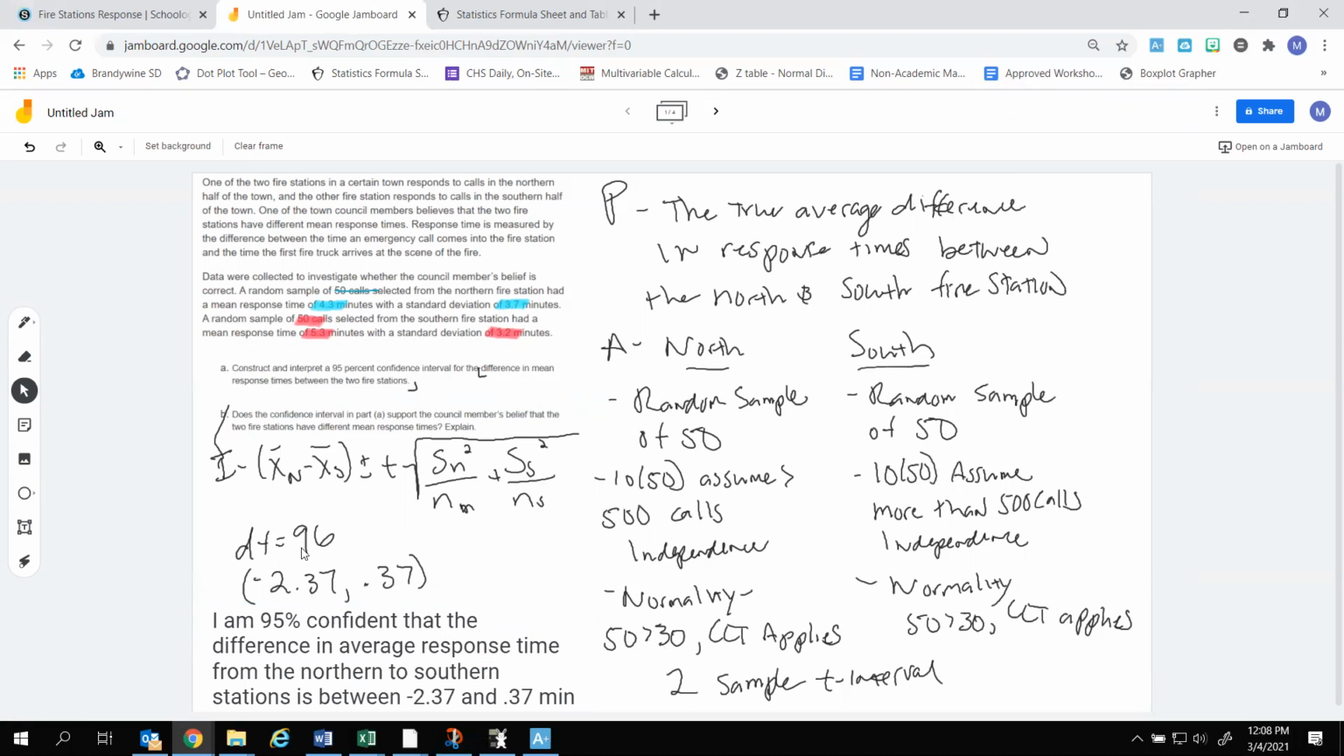Part B, does this confidence interval in Part A support the council members' belief that the two fire stations have different mean response times? Well, if we look at our interval, the interval does include 0. In this case, a negative value represents the north side being faster. A positive value represents the southern time being faster. Both of those exist. So I could say with 95% confidence that 0, which does represent no difference, is a plausible value in the interval. We cannot claim that there is a difference.